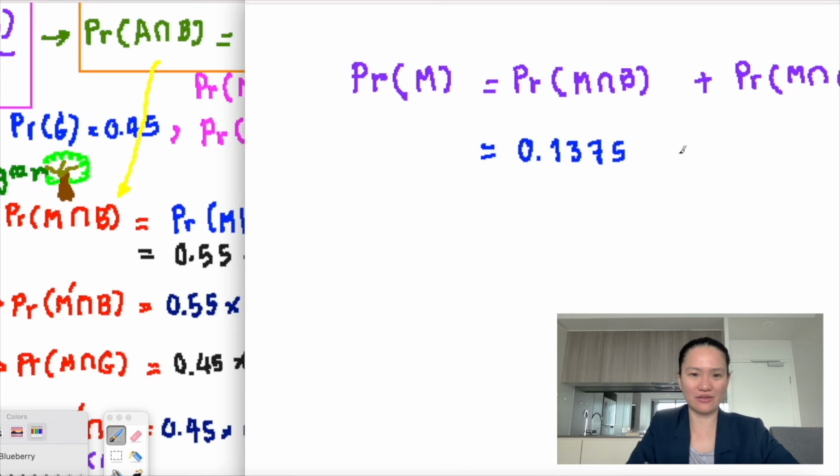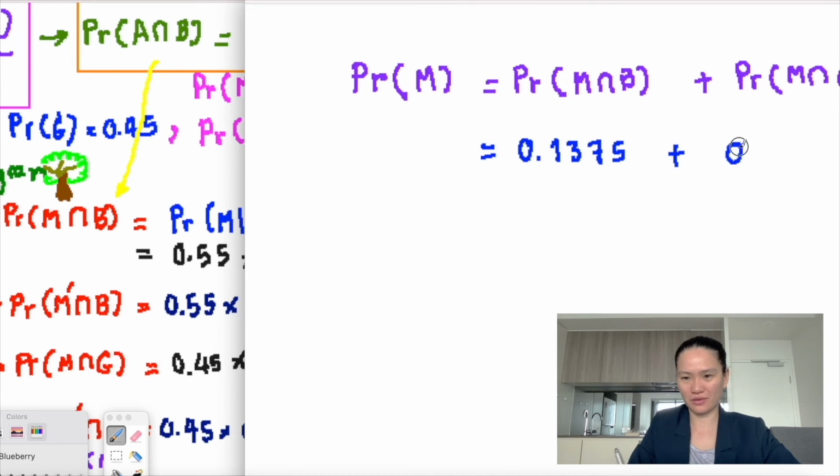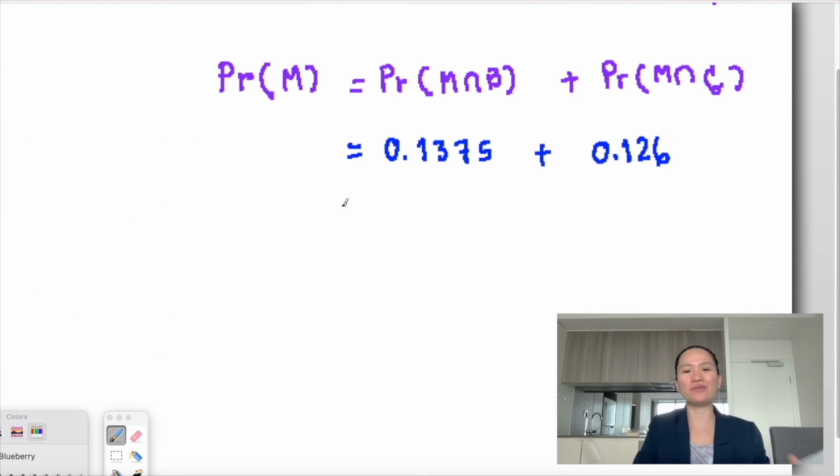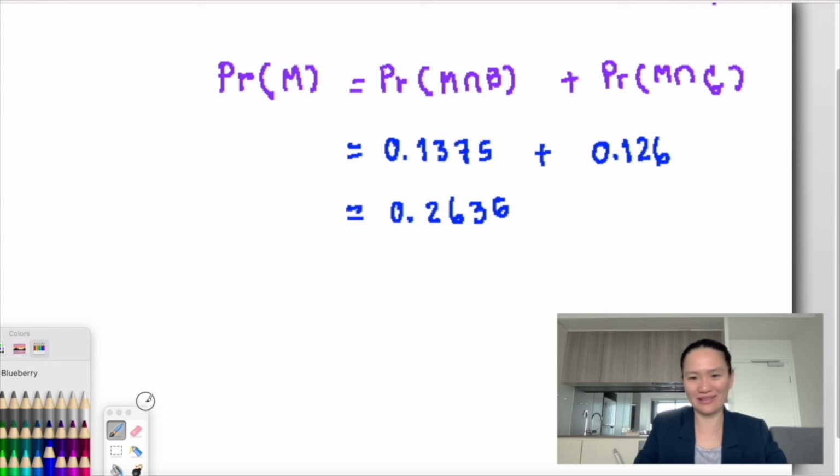How about the probability that math intersect girl? Plus, here, we can see from here, math intersect girl is 0.126. What are you going to do from here? You just sum them together. 0.1375 plus 0.126 is equal to 0.2635. And that's it. This one is our answer.